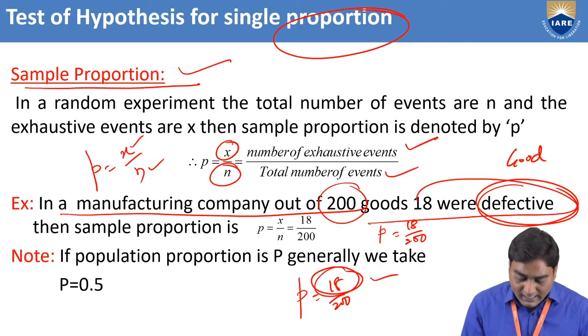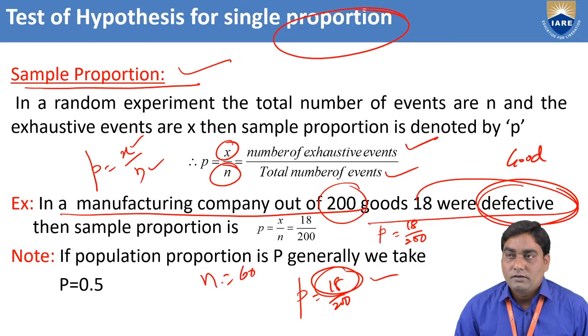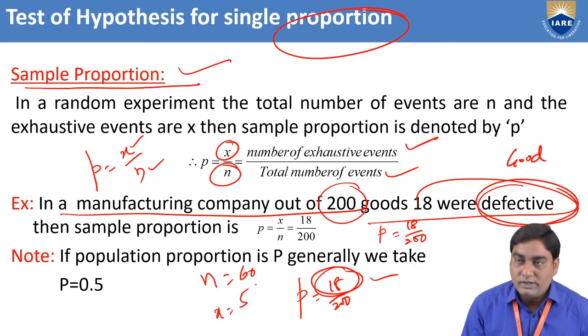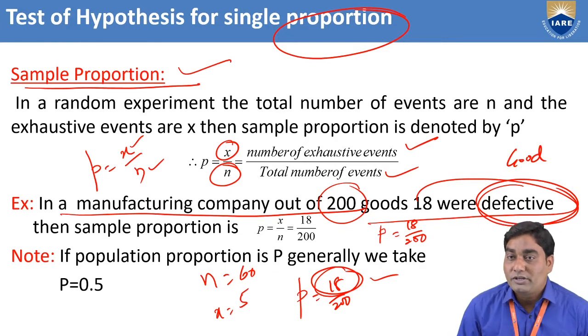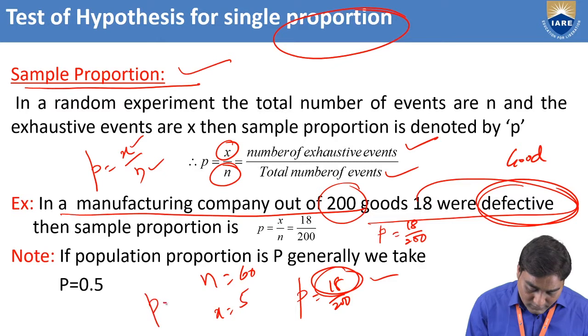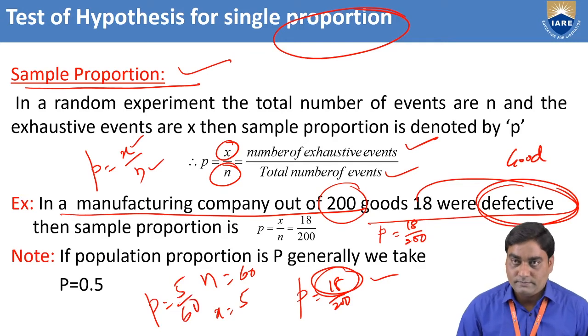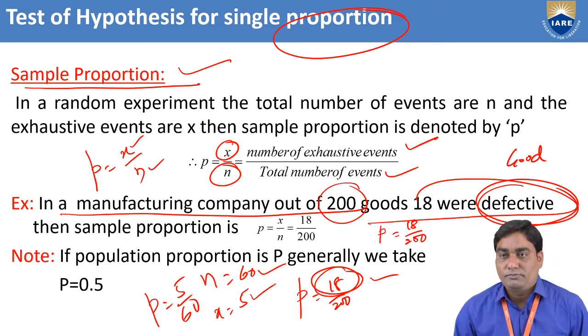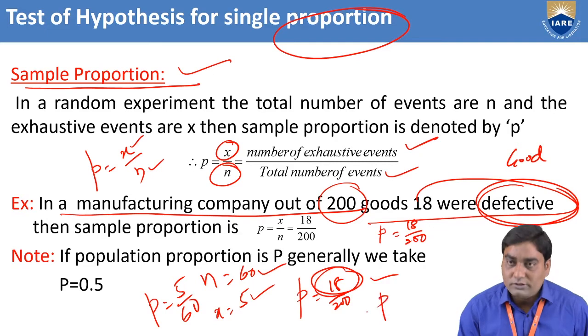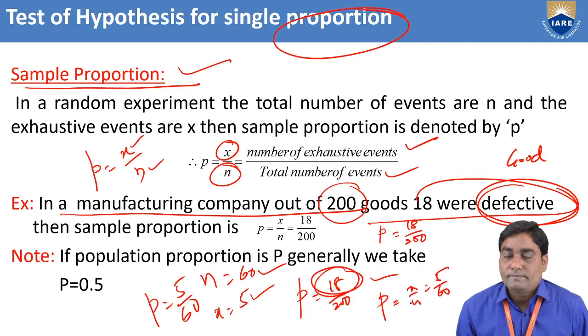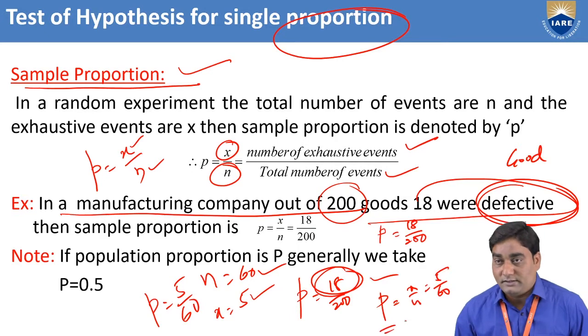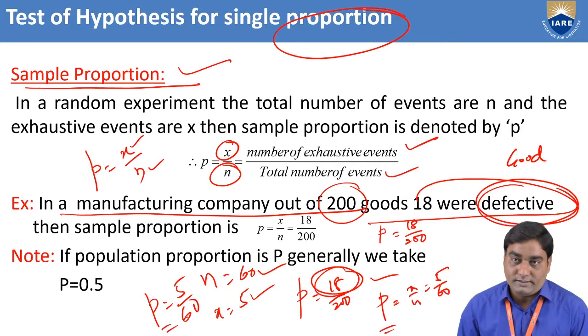Suppose I take another example: in a classroom the total strength is 60. Out of 60, only 5 students are excellent. What is the sample proportion for excellent students? It is denoted by p equal to 5 by 60. Here this p is the sample proportion for excellent students. Similarly, if I take another example with the same n equal to 60 in the classroom, where x is bad students, 5 members, and I want to find the sample proportion for bad students, which is x by n, 5 by 60. This is the sample proportion for bad students.